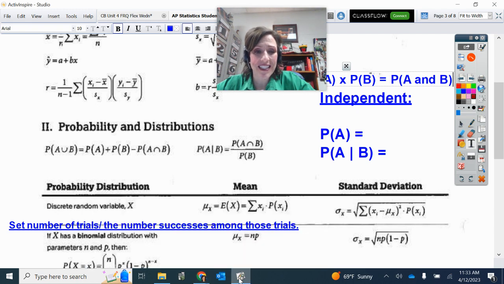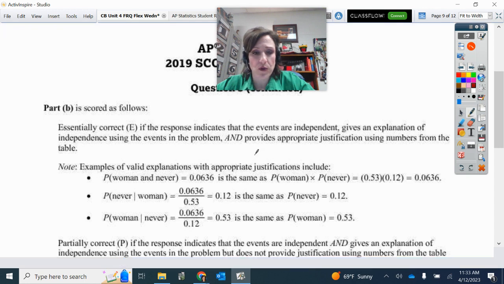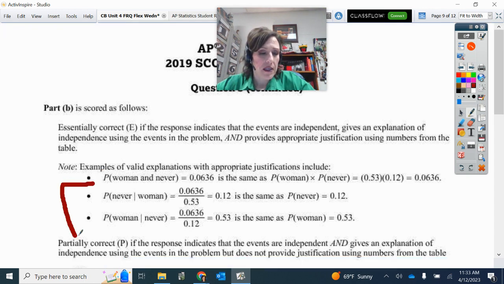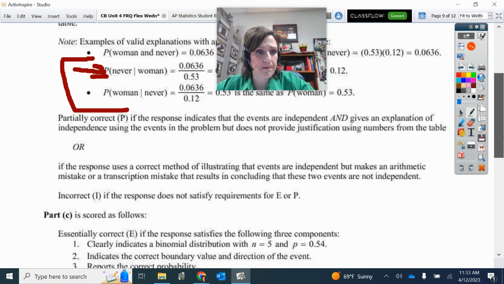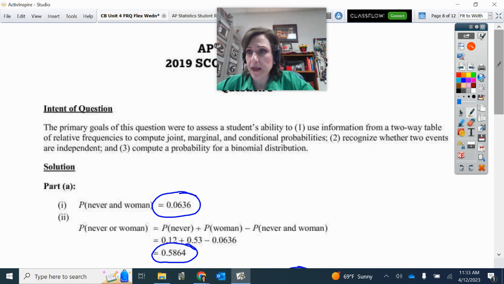Okay, so if you can show that, which is what they did. All right, but technically the more appropriate way is one of these two, never given woman or woman given never, which you had just done in the previous section, so probably that's the way most people went. And you get partial if you said they're independent and gave an explanation of what that means, but you didn't support it with a numerical response. All right, so there's your E, P, or I for part B.